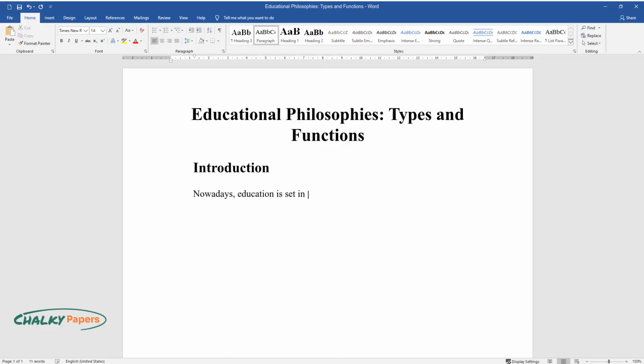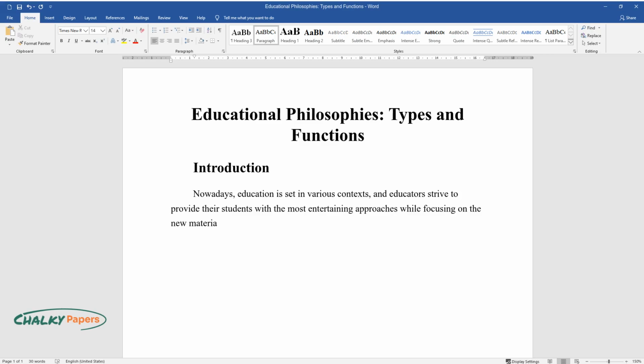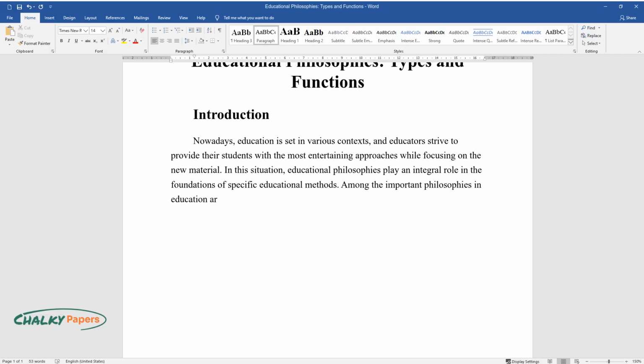Nowadays, education is set in various contexts, and educators strive to provide their students with the most entertaining approaches while focusing on the new material. In this situation, educational philosophies play an integral role in the foundations of specific educational methods. Among the important philosophies in education are pragmatism, realism, progressivism, and constructivism.